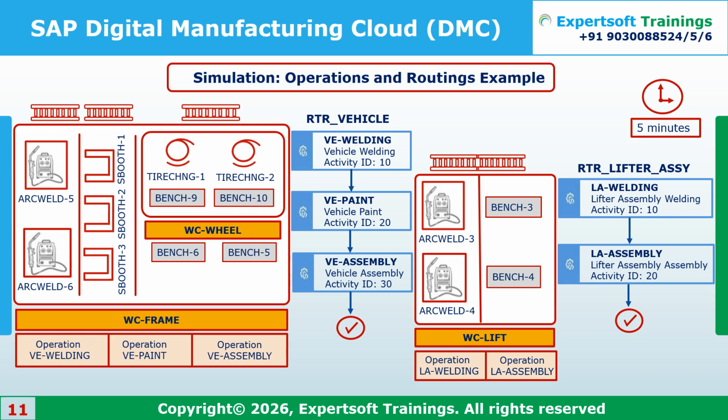So these are very much straightforward examples that are displayed here. Like we have this arc weld and arc weld 5 and 6 machine, and then we have these booths, and then from the execution point of view, we will have to weld and then assemble and paint. These are the operations that we have to perform in the machine. And once the operations are performed, then we will see the exact outcome or exact result of the execution.